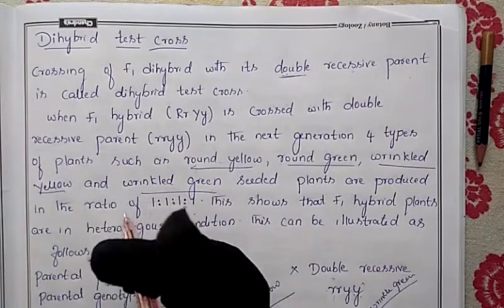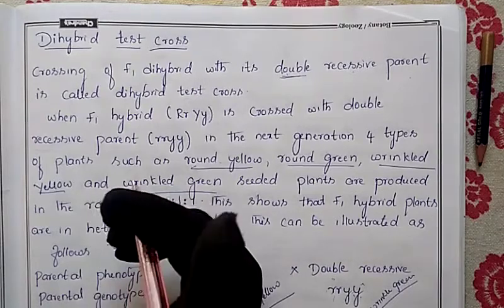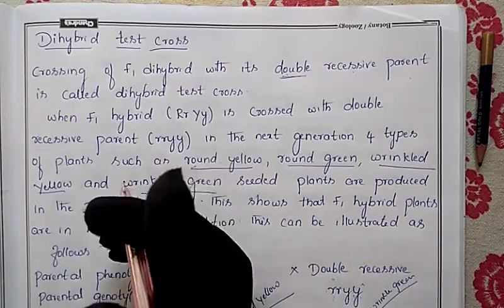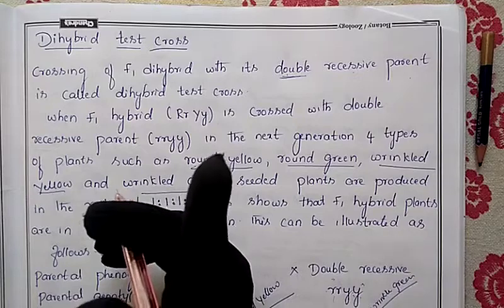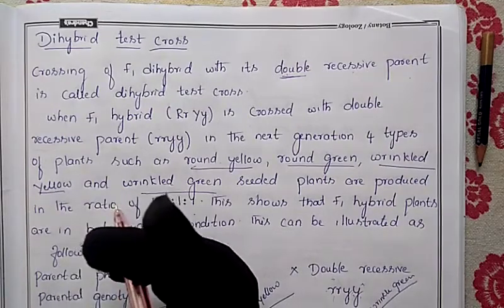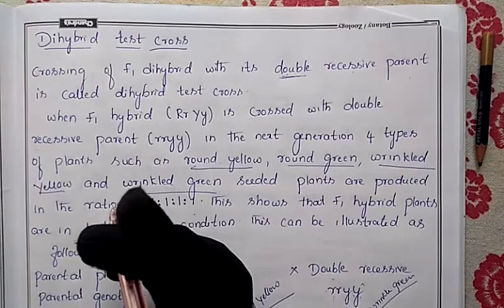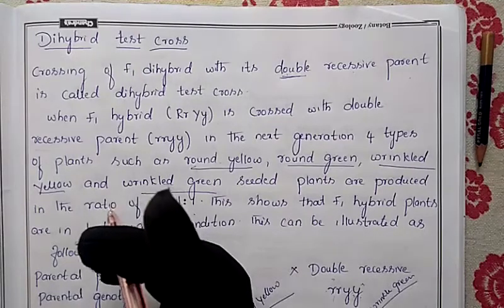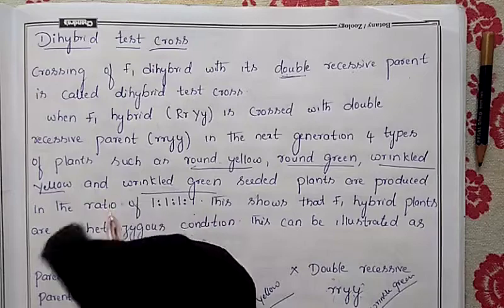In shape of the seed we have two types. One is round, another one is wrinkled. Round is the dominant condition and wrinkled is the recessive condition. Whereas in the color of the cotyledon, we have yellow and green. Yellow is in a dominant condition and green is in a recessive condition.